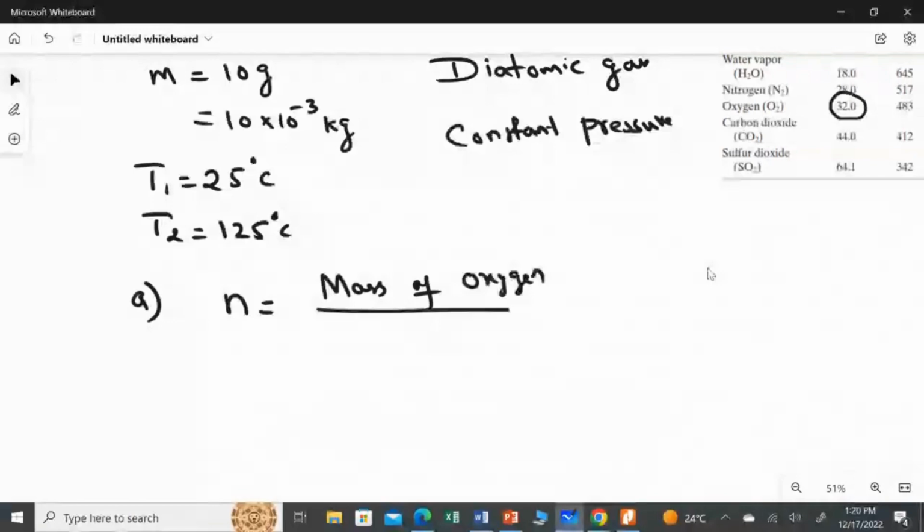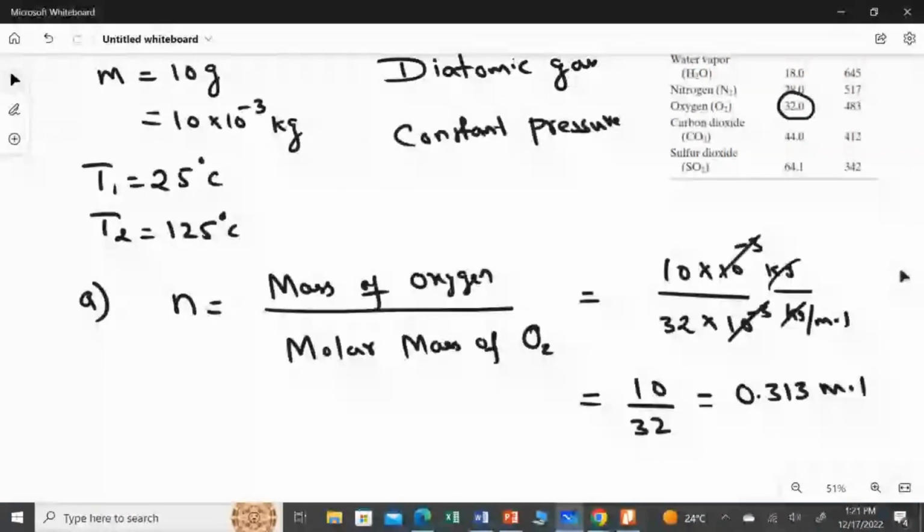So the 10 to the power of minus 3 gets cancelled, and finally we get 10 over 32. If you just divide, we get the answer 0.313 mole. Clear? Here the mass is in kilogram and the molar mass is in kilogram per mole, so the kilogram gets cancelled and the mole goes to the top. By that you get the answer in terms of mole. So the answer for the first part, the number of moles of oxygen, is 0.313. This is the answer for the first part.